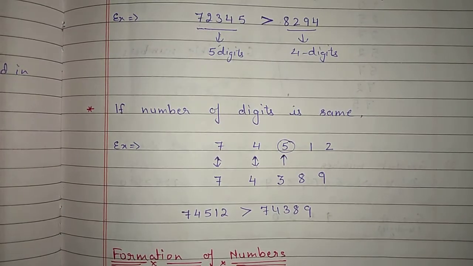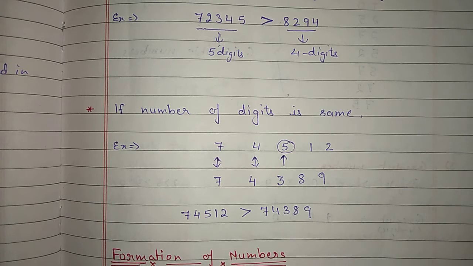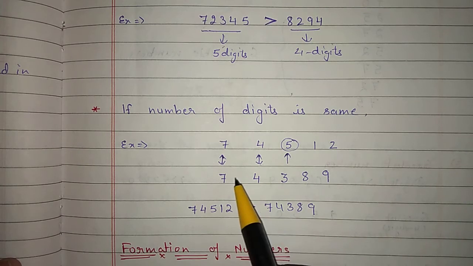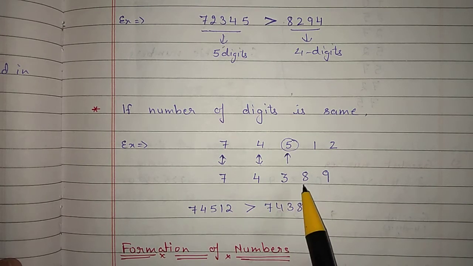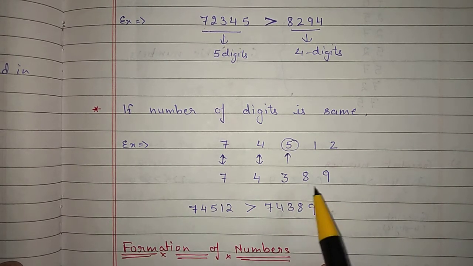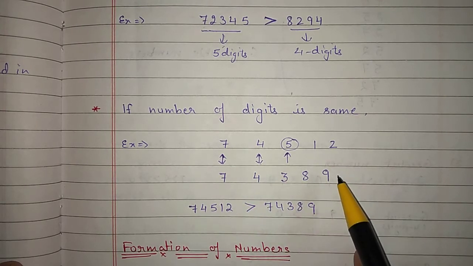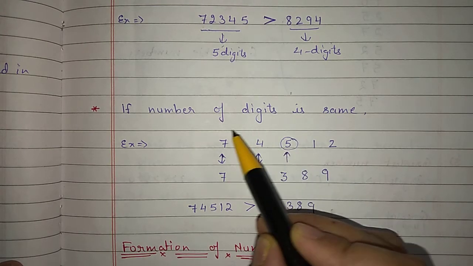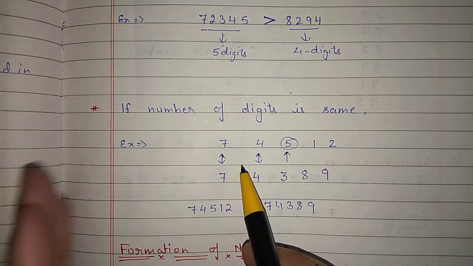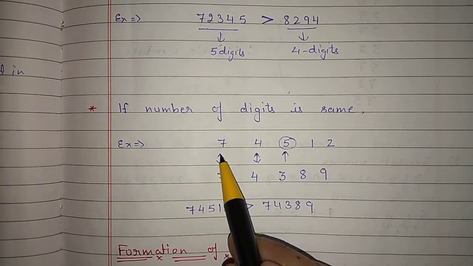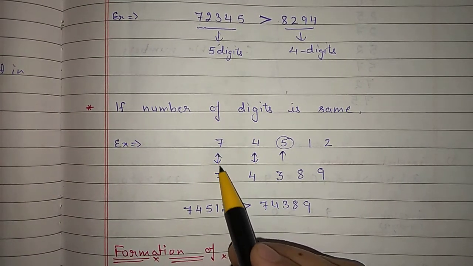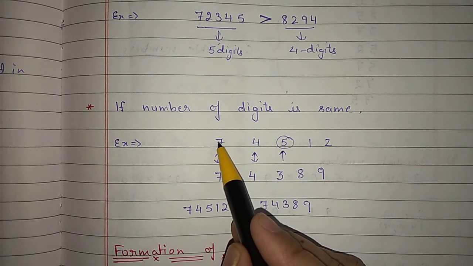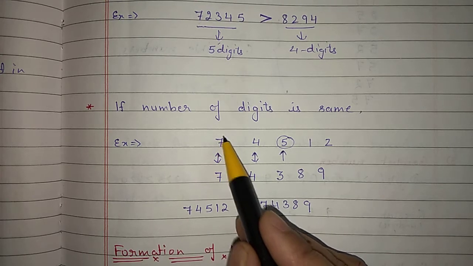Second thing, if both numbers have the same number of digits. For example, one number is 74,512 and another number is 74,389. In this case, first you have to write the numbers properly according to their places: 1's place, 10's, 100's, 1000's, 10,000's. Then from the leftmost side you have to start the comparison. First compare these two digits. Which will be greater? Suppose 8 was there, then 8 is greater, which means this number will be greater.